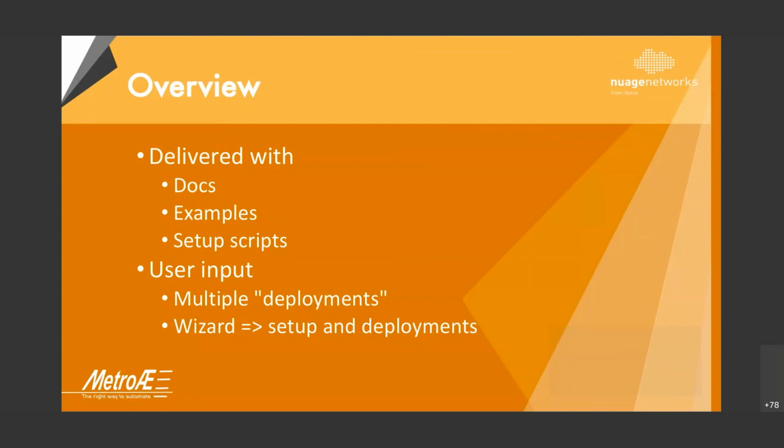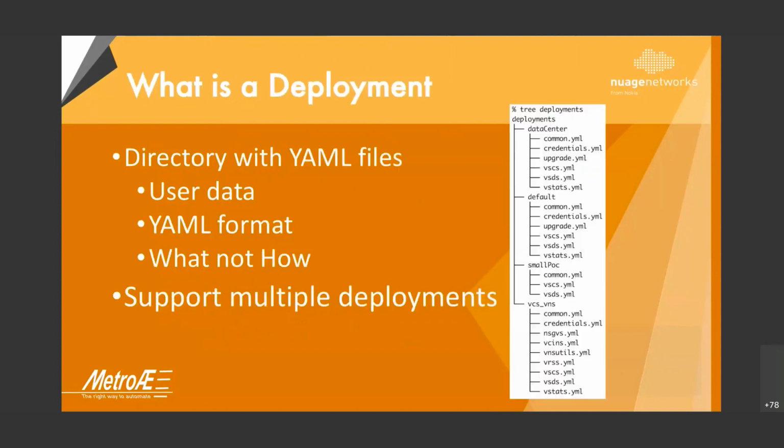And then how do you provide us with input? Well, we support something called deployments, and we support one or more of these deployments. They're directories on disk that have the YAML files in them, and that is the user input method. We have also introduced with version 3.3 a MetroAE wizard, which will actually do the setup and creation of deployment for you. And we'll be talking about that in a little more detail going forward.